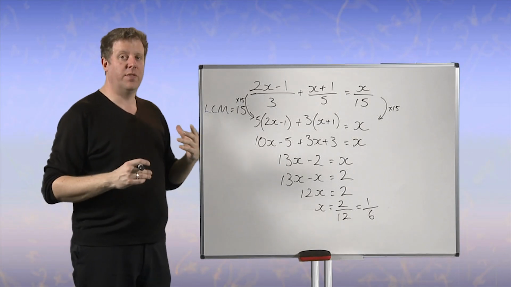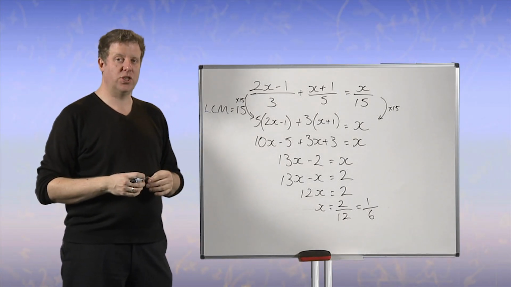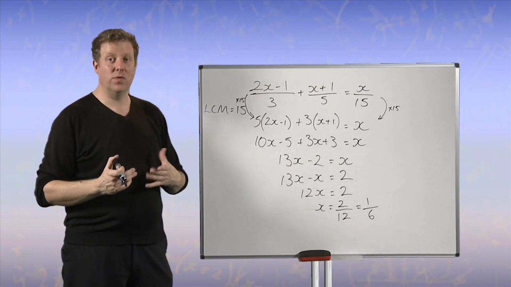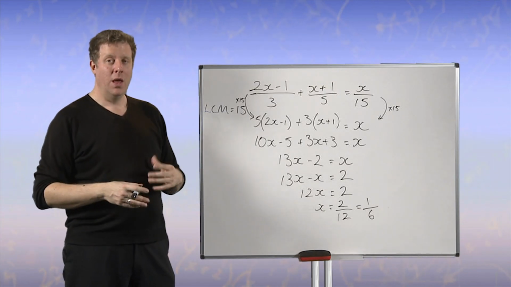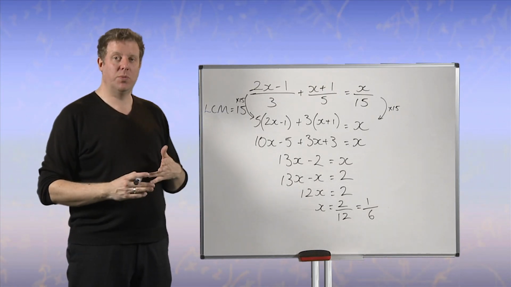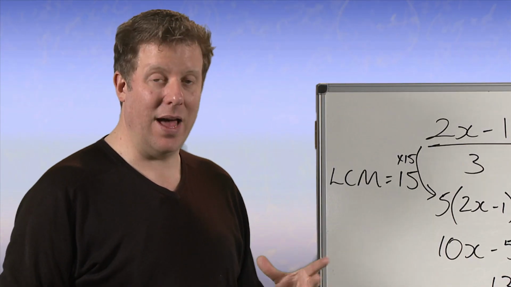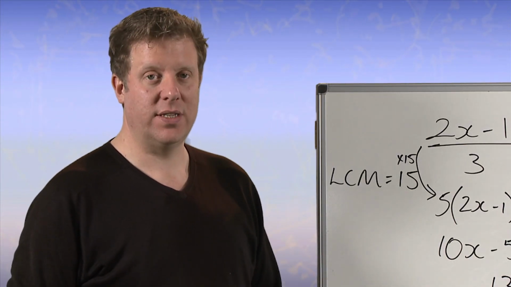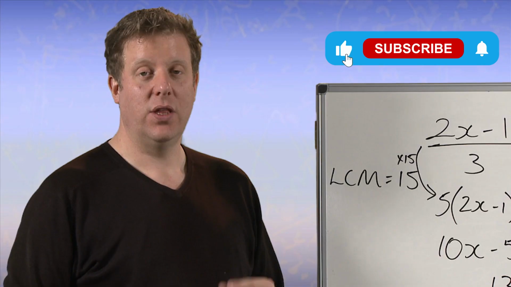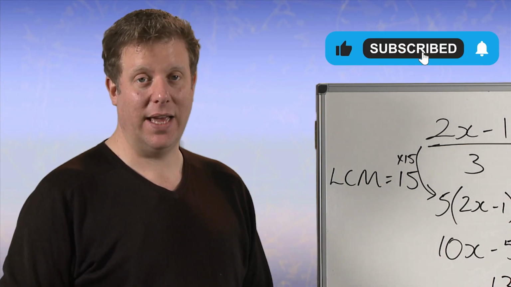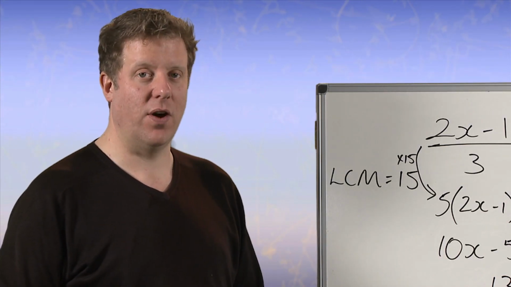So as I said, this is one of the more complicated equation questions you could get asked because it involves fractions on every term. But remember, finding that lowest common multiple and multiplying through by that will get rid of all of the fractions, and you're just left with an equation that will involve some multiplying out of brackets and some rearranging to get your final answer.